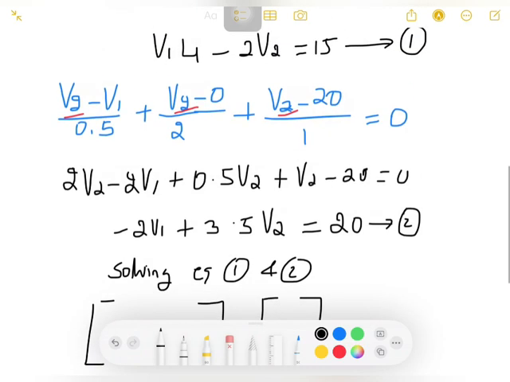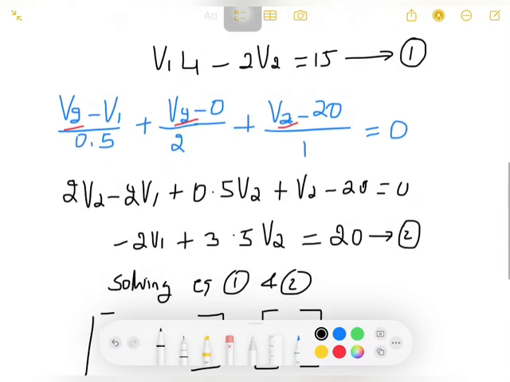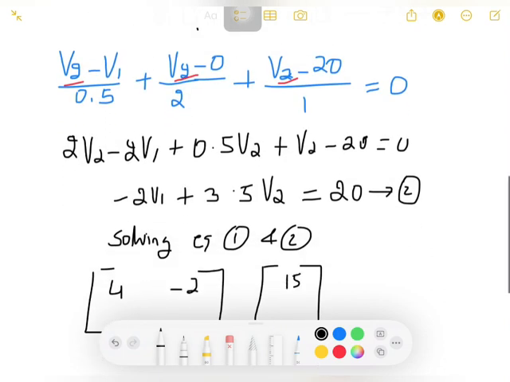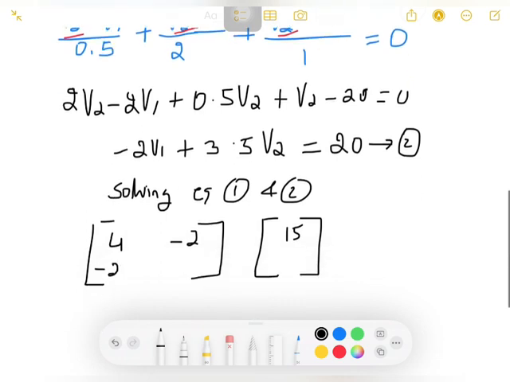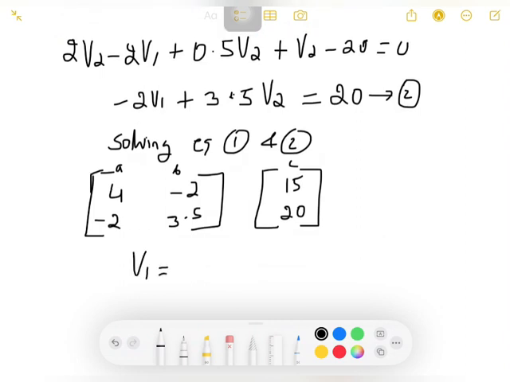So V1 coefficient is 4 in equation 1, and V2 is minus 2, equal to 15. Similarly, in equation 2 it is minus 2 and 3.5, equal to 20. So these will be A, B and C. If you substitute the values into the calculator, you will get the answer as V1 equal to 9.25 volts and V2 equal to 11 volts.